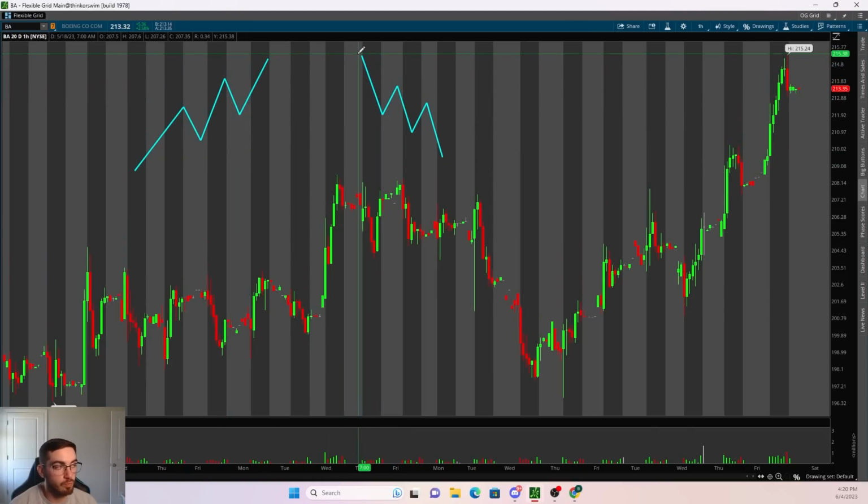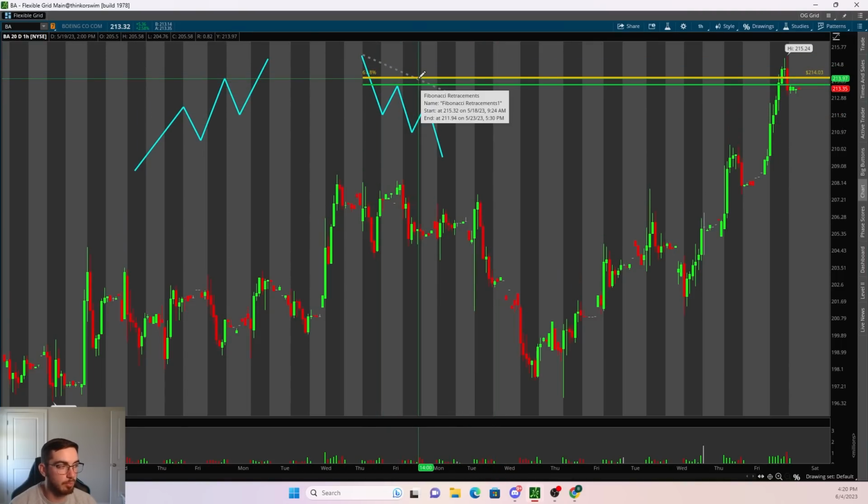Now, to find a reject point, what you're going to do is take the highest point of price action down to the lowest point of price action and then look for price to pull back into the 50 or the 61.8 to then get short. So again, high to low, you're looking for a reject. Low to high, you're looking for a bounce.